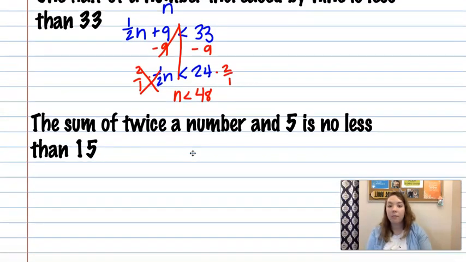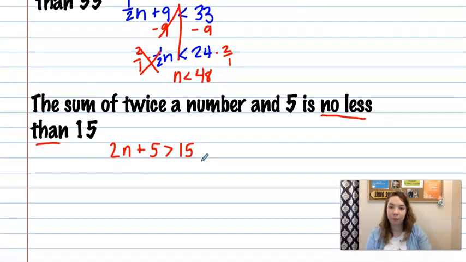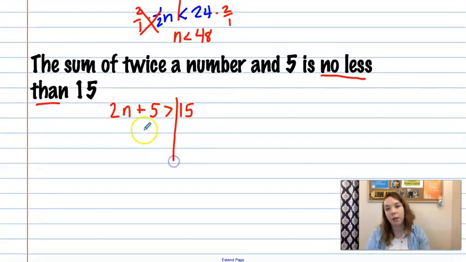The sum, so sum means we're adding, of twice a number and 5, so twice a number would be 2n, and 5, is no less than 15. So no less than means we're doing the opposite of less than, or greater than or equal to 15. And then we can solve this. So we will subtract 5 from both sides and divide by 2 on both sides.